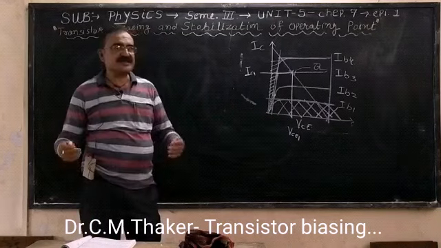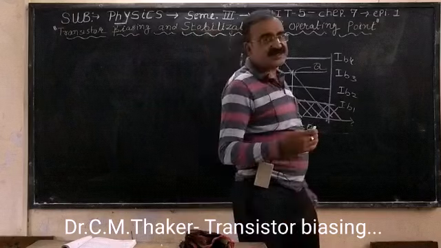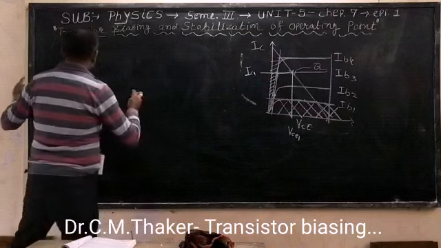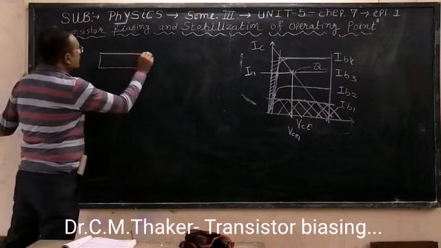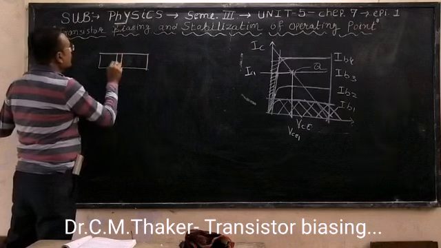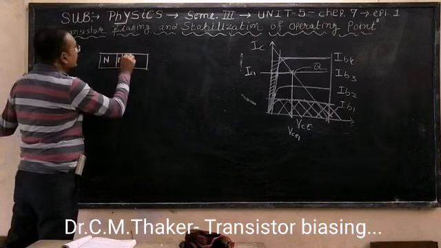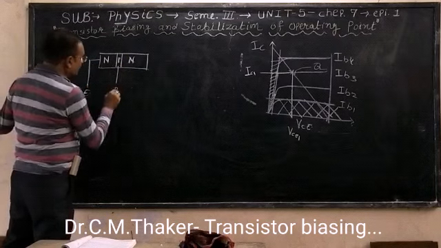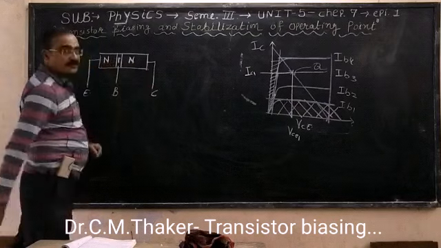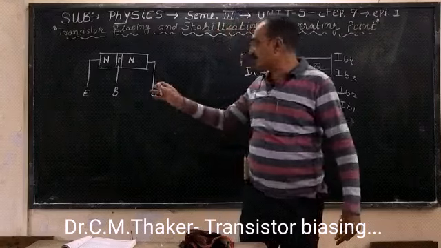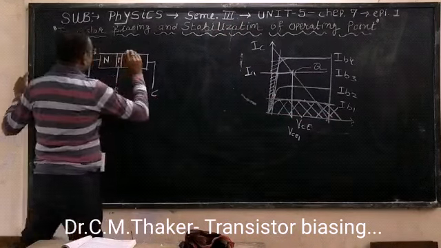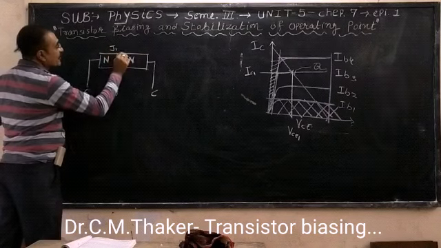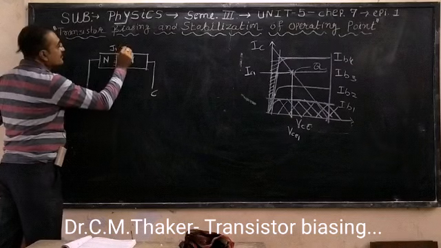Now you start to operate the transistor. As we know, the transistor is made of semiconducting material. And what is the structure of the transistor? Suppose this is the transistor, N, P, N, and this is the emitter, base, and collector. Now what happens? In the structure of the transistor, there are two junctions: junction 1 and junction 2.